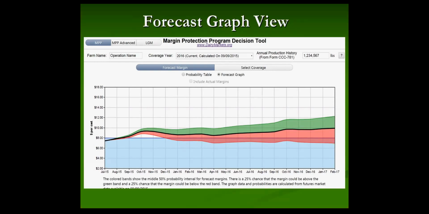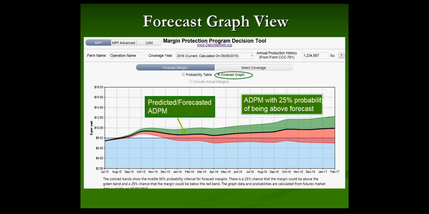I think on that graph, if I hit my buttons, it'll kind of start to do that. Okay, so that's the predicted. And what this is saying is that there's a 25% chance that the actual dairy production margin will be above this number. So the two of these combined is the middle 50%.